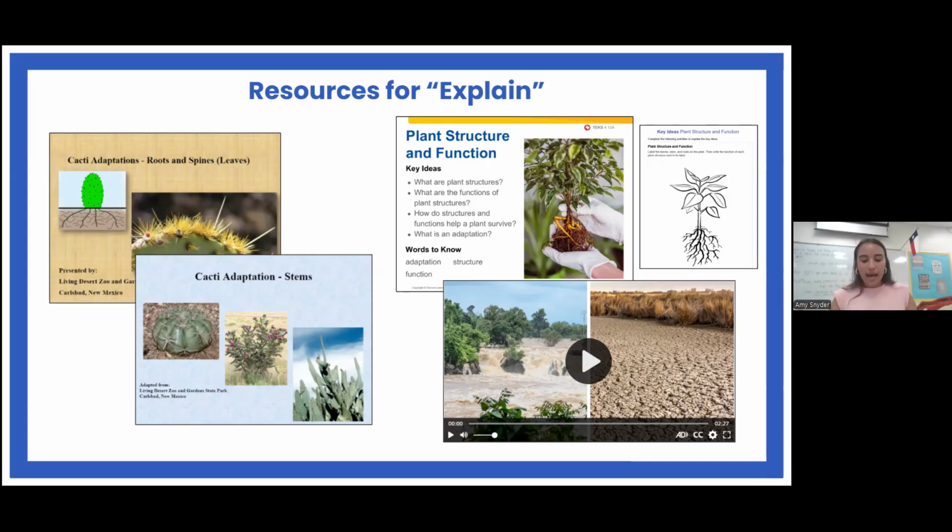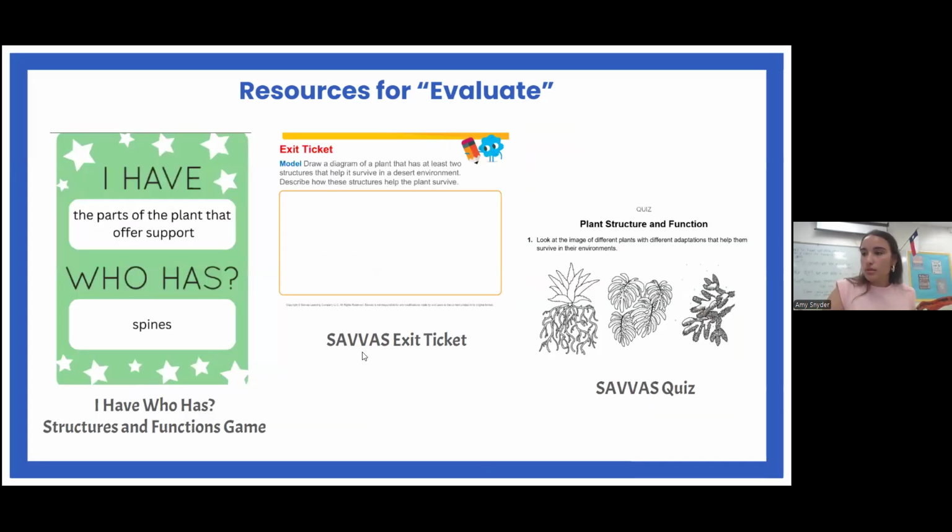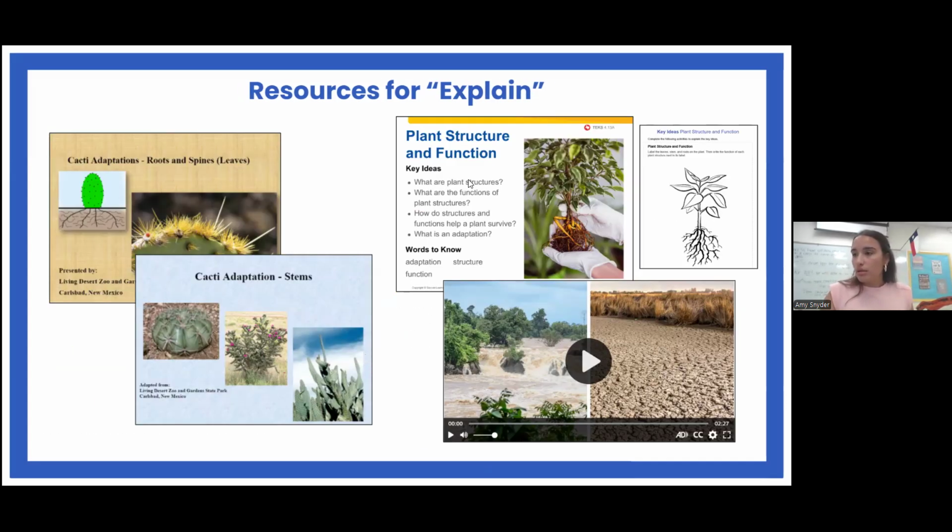We also have this notebook support for specifically cacti structures and functions that I will show you. Oop. Come back here. Sorry, I'm going to have to reshare because I went out of the share.